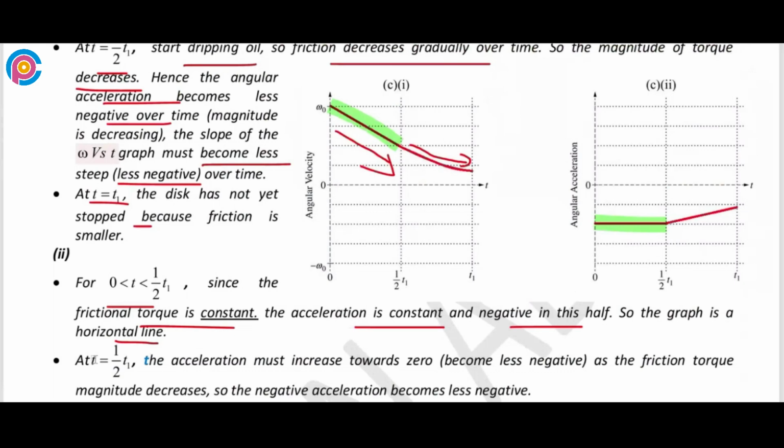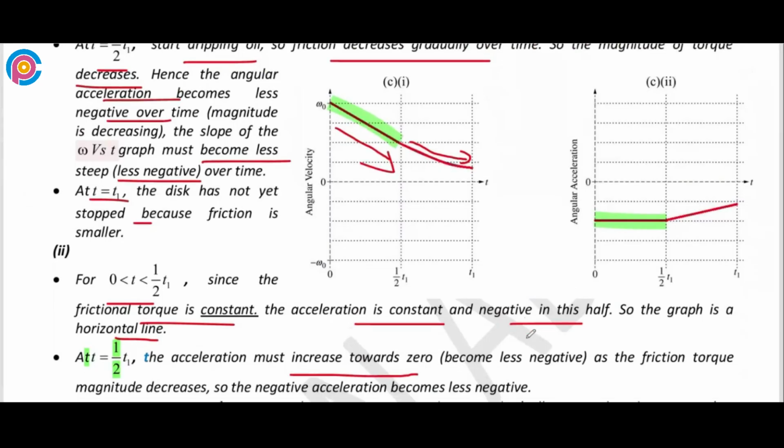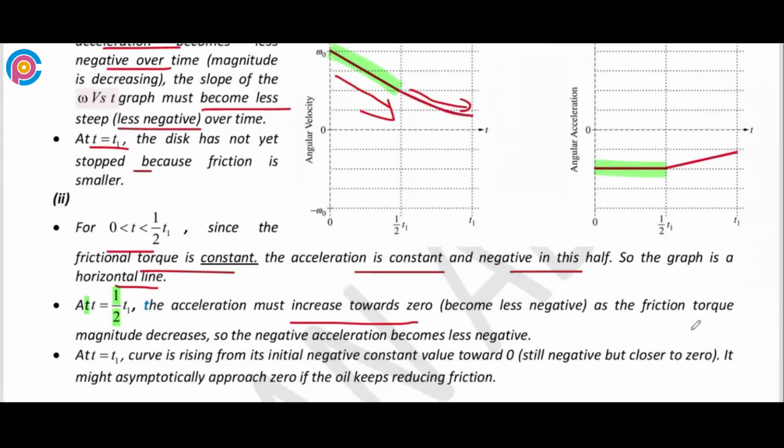What happened after t half? We come to know the acceleration increased towards 0 because the external torque is less and the friction decreases. So the torque decreases, meaning it becomes less negative. It goes towards 0. Negative acceleration becomes less negative. So you can see it is still negative, but it approaches 0.